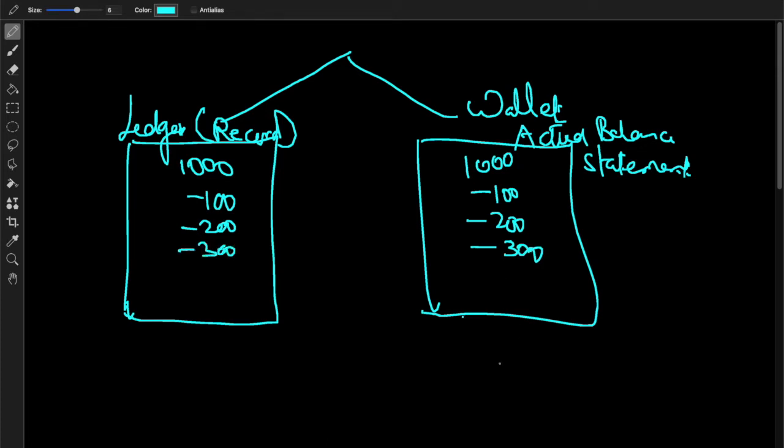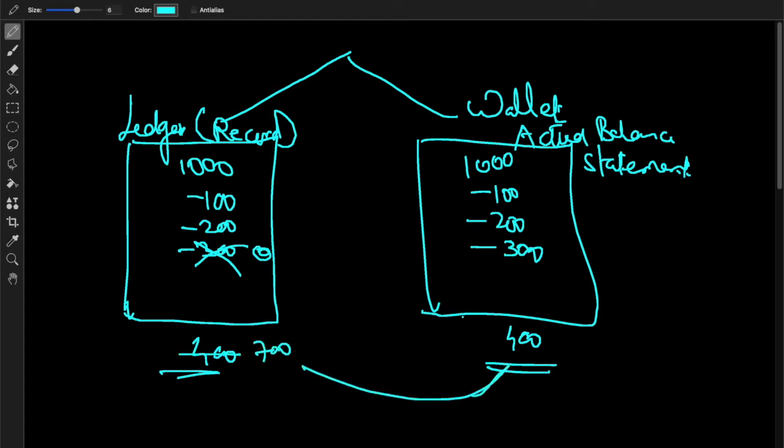Now ideally these balances should match. So in this case it will be 1,000 minus 100 minus 200 minus 300, so it comes to 400 balance. Here also, if you calculate, it will come to 400 balance. But it may not always match. Why may it not match? Say, for example, this person forgot to update over here, so it is mentioned as 0. In this case the balance will be 700, so it will not match.